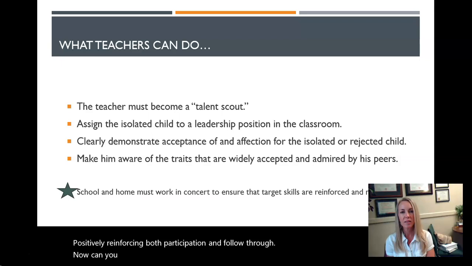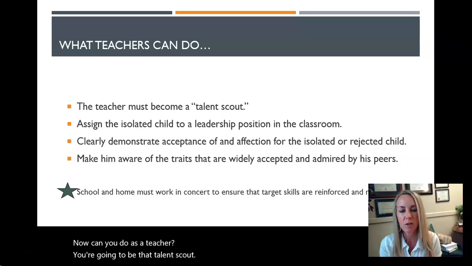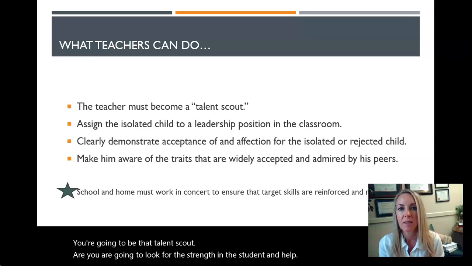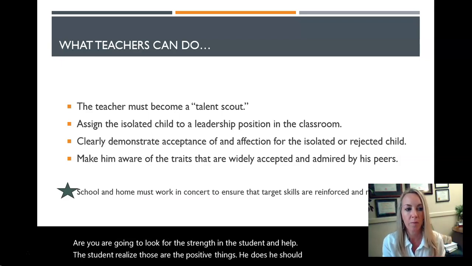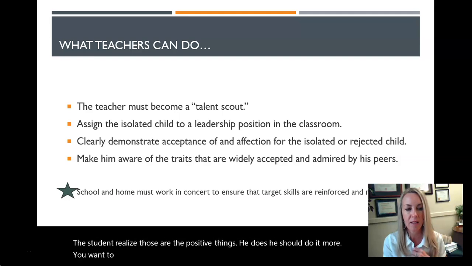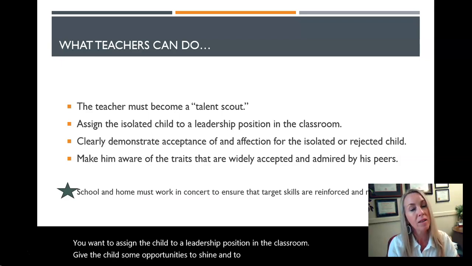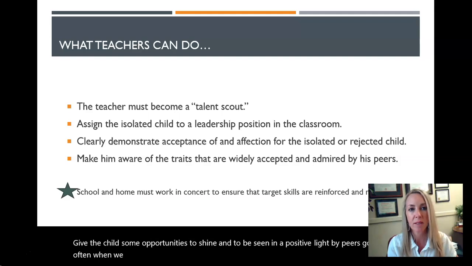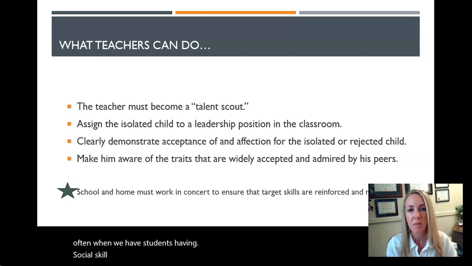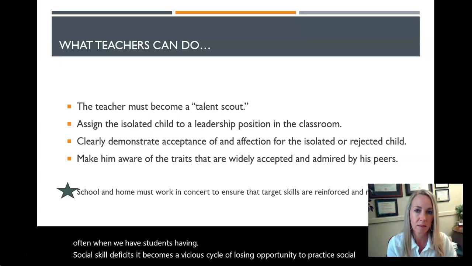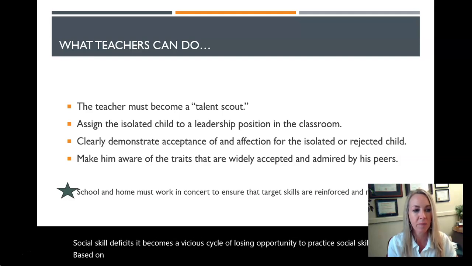Now, what can you do as a teacher? You're going to be that talent scout. You are going to look for the strengths in the student and help the student realize those are the positive things he does. He should do more. You want to assign the child to a leadership position in the classroom, give the child some opportunities to shine and to be seen in a positive light by peers, because so often when we have students having social skill deficits, it becomes a vicious cycle of losing opportunity to practice social skills based on isolation.